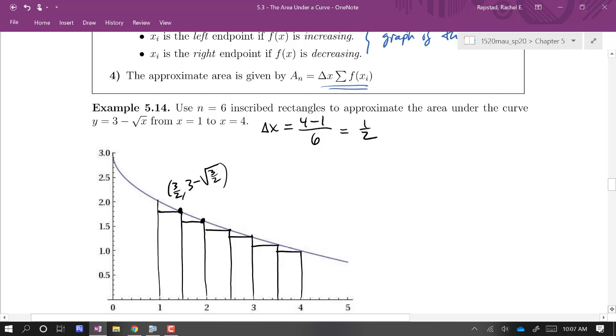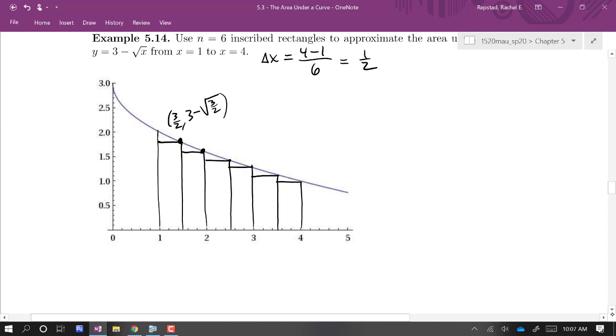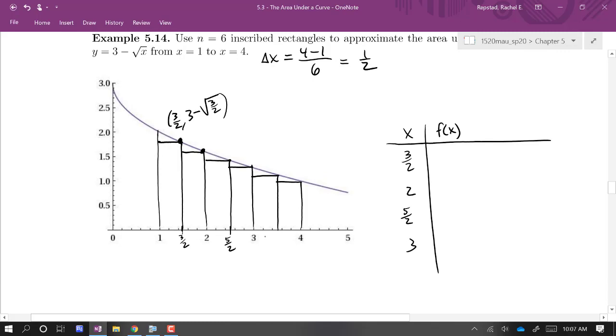Now I'm going to organize my work here rather than try to fit everything in the diagram. I'm going to make a little table. My first coordinate that I'm going to use is 3/2, and then 2, and then 2.5 or 5/2, and then 3, and then 3.5 or 7/2, and then 4. There's 1, 2, 3, 4, 5, 6.